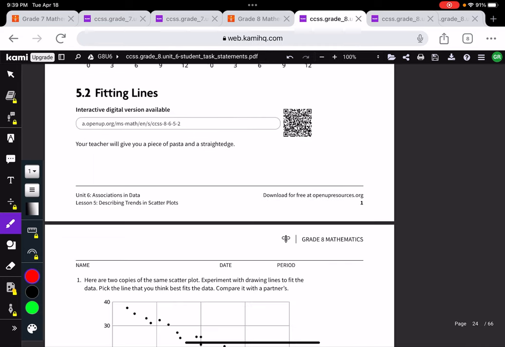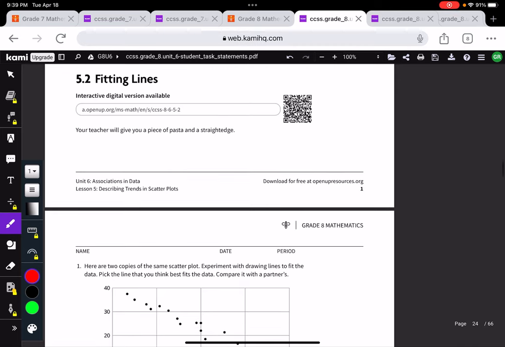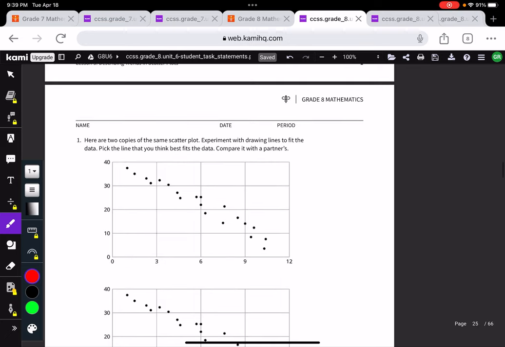5.2. As I've been mentioning for the last several days, pretty soon, by that I mean right now, you're going to draw what you think is an average for all of the points in a scatter plot. It says your teacher's going to give you a piece of pasta. Don't really need the pasta. You do need a straight edge, and you can draw some light lines and erase them.